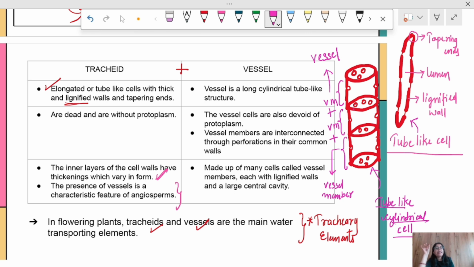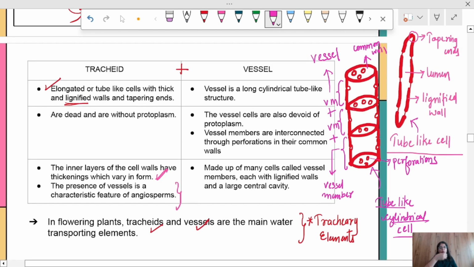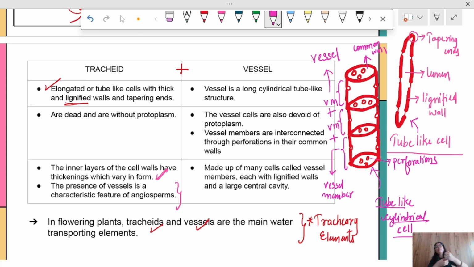They are interconnected with the help of these perforations. Can you see here? These are pits or perforations, right? This is the common wall. What's the meaning of common wall? Okay, common wall means, let's suppose this is one vessel, on top of this another vessel is there. So this wall which is touching this wall is called common wall. So two common walls of two different vessels have perforations, then only they can interact. Let's suppose this is one cell, this is another, this is a common wall, both will have the same place where lignin is absent and pit is present, right? So perforation or pit is the same thing.